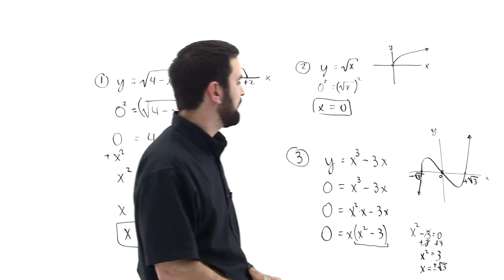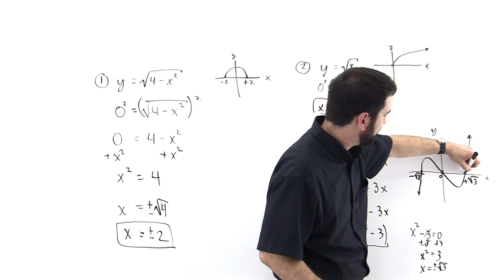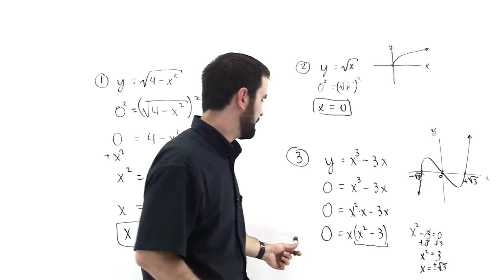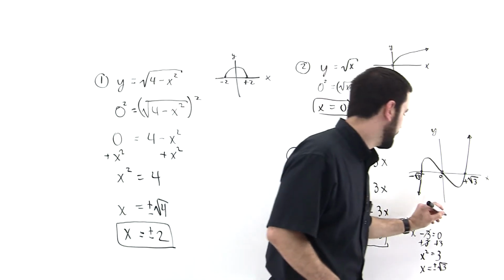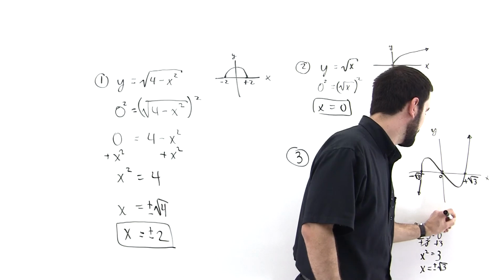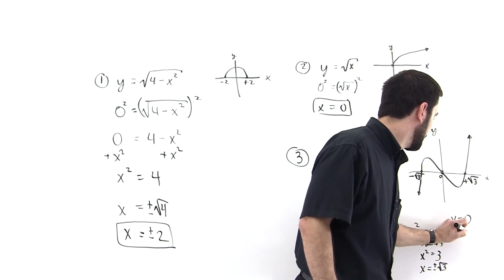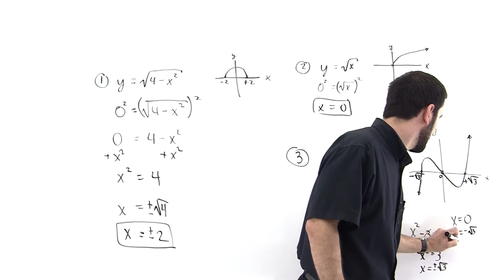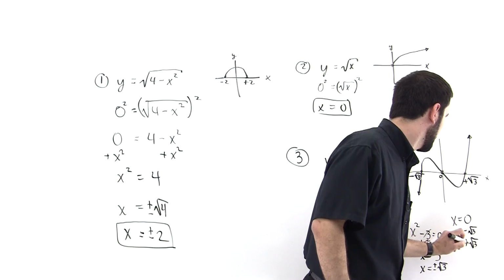Right? Okay, so this is just finding the zeros of functions. This one is probably the most interesting of the three. And so for the purposes of getting the answer right on the exam, you would say x equals 0, x equals negative square root of 3, and x equals positive square root of 3, like so.